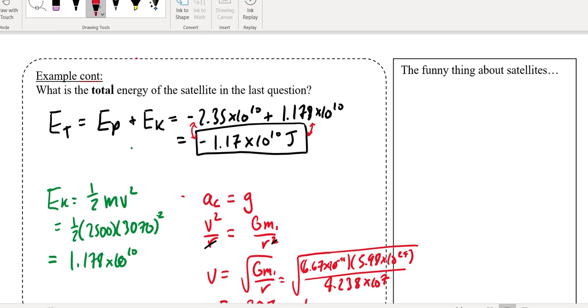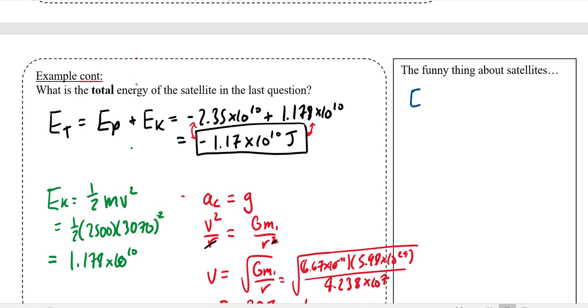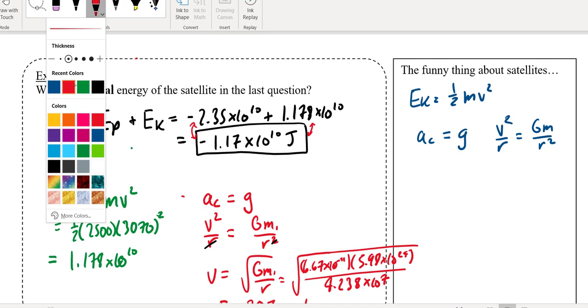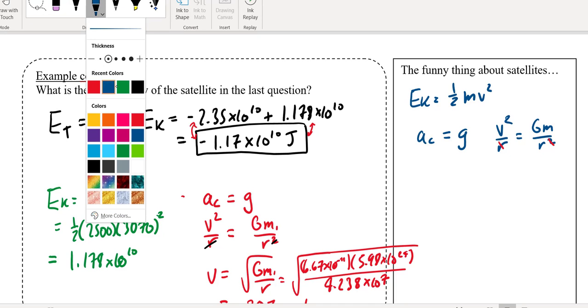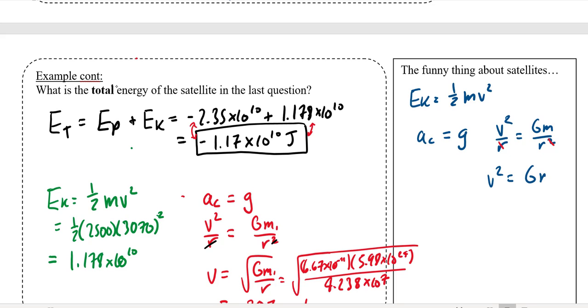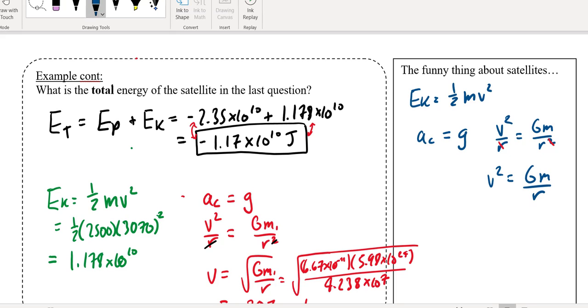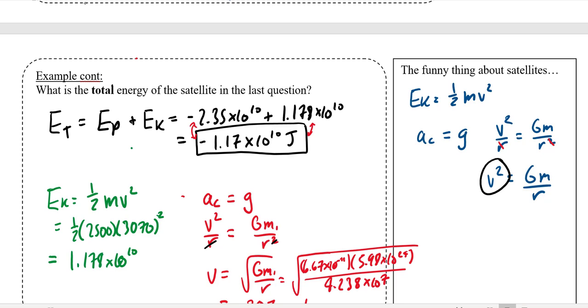Well, we know that kinetic energy equals 1/2 mv squared. And in the case where we had a satellite, a_c equals g, which means v squared over r equals GM over r squared. If I solve this not for v, but just for v squared, I could cancel out an r and cancel out an r. I'm just going to leave it as v squared for a moment and say that v squared equals GM over r.